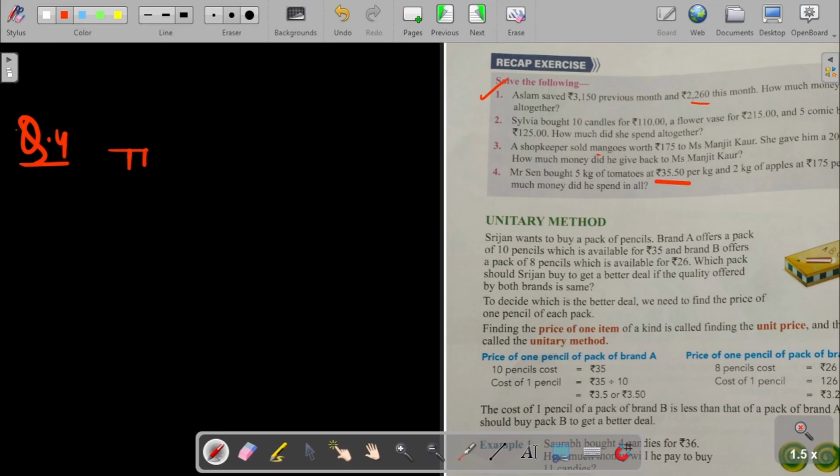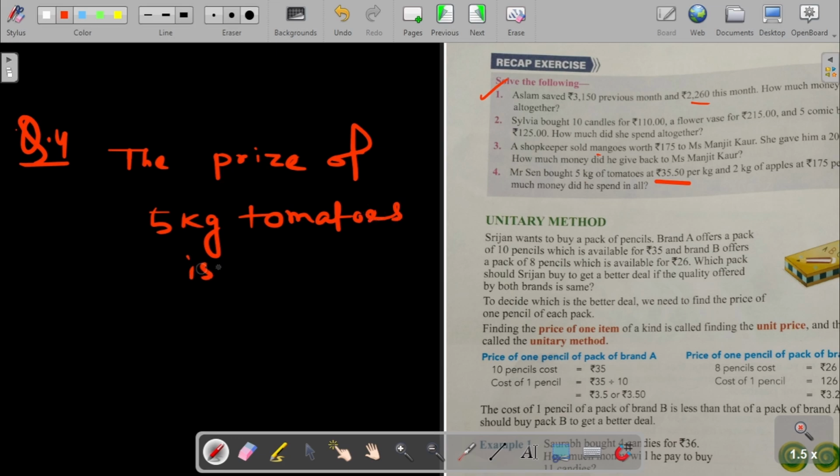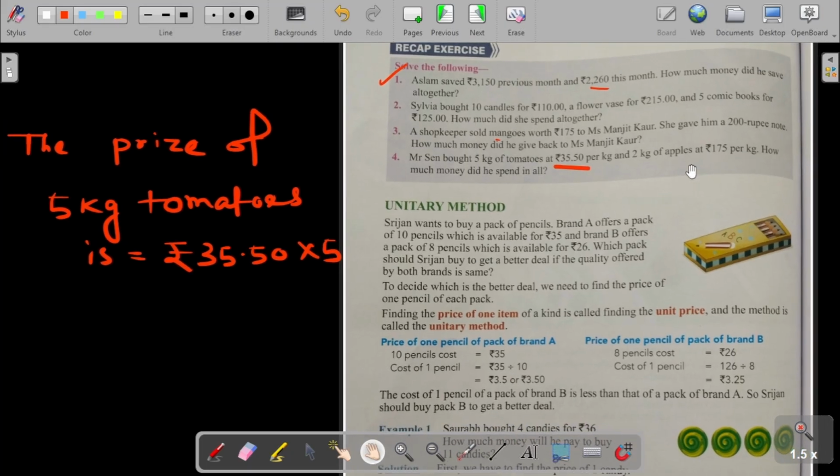So the price of 5 kg tomatoes is rupees 35.50 multiplied by 5, and 2 kg apples at 175 per kg.